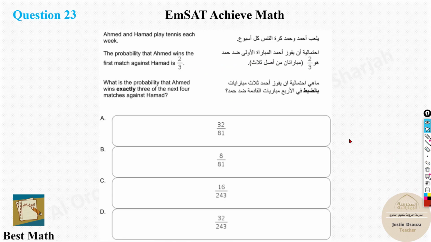Now we are going to a probability problem. This probability problem is a little bit tricky. Ahmed and Hamid play tennis each week. The probability that Ahmed wins the first match against Hamid is 2/3. What is the probability that Hamid wins exactly 3 of the next 4 matches against Ahmed?